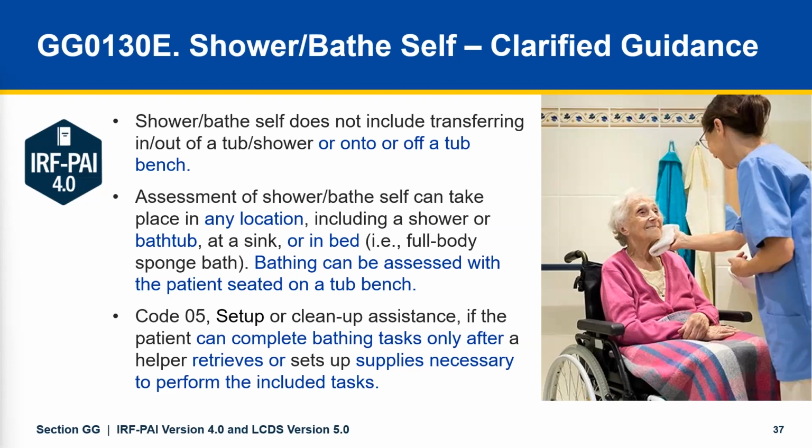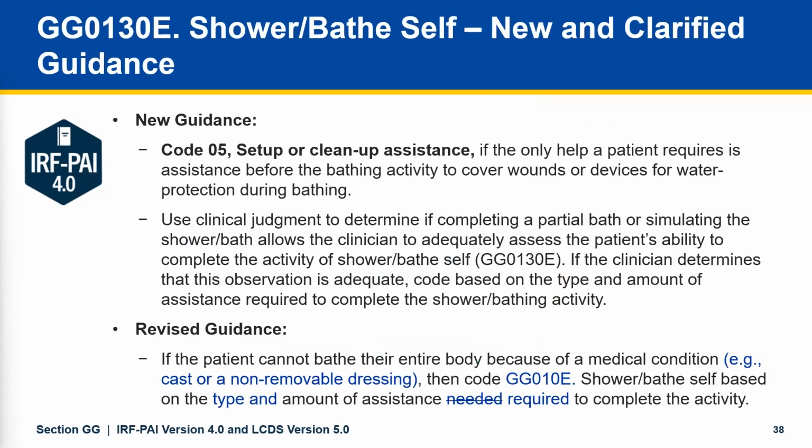For example, if the patient can complete all of their bathing tasks independently, but requires a helper to retrieve the supplies necessary to perform the included tasks, then code 05, setup or cleanup assistance, would be the appropriate code. The assistance is being provided before the activity begins, but not during the activity. Another revised coding tip is that 05, setup or cleanup assistance, would be selected if the only assistance the patient needs is to cover a wound or device for water protection prior to beginning bathing.